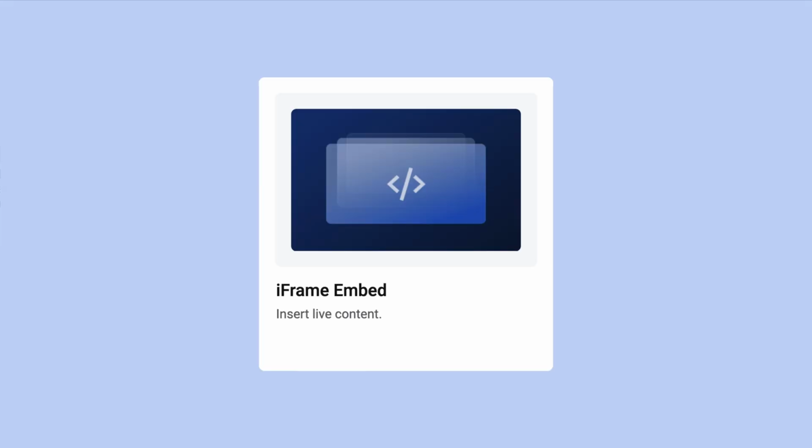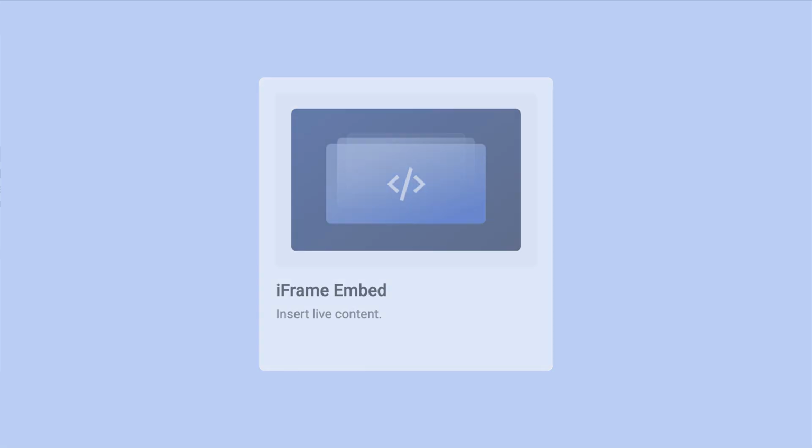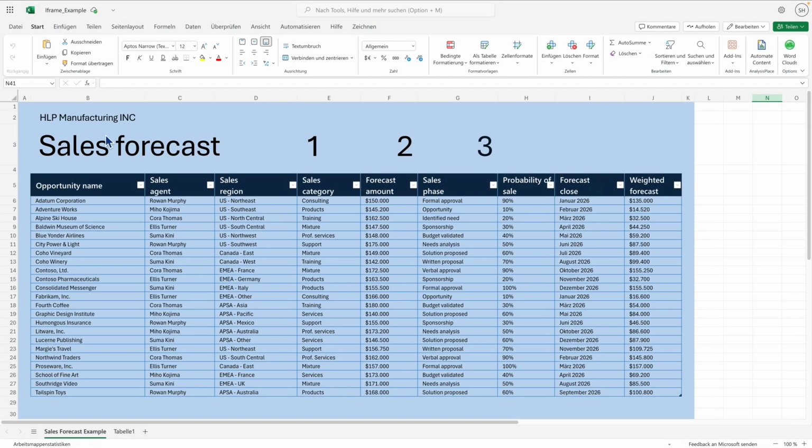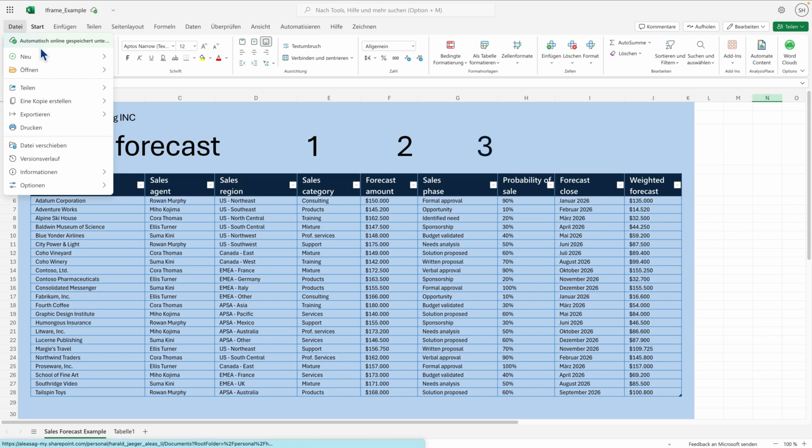The iFrame Embed IntelliFrame allows you to integrate external content directly into your board. For example, you can embed Microsoft Word, PowerPoint, or Excel files as long as you're using the Microsoft 365 web applications. In this example, we'll embed an Excel file. Open the file in Excel Online. Go to File, click Share, and select Embed. Then copy the iFrame link provided.